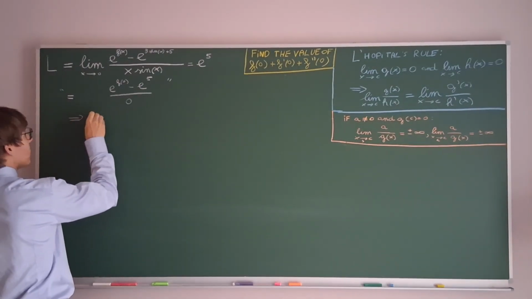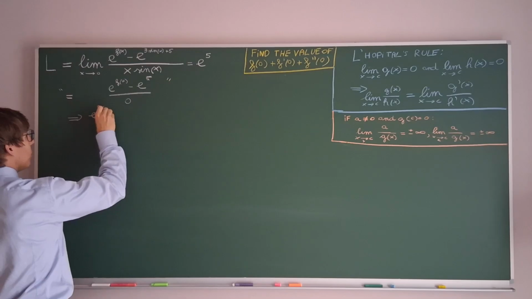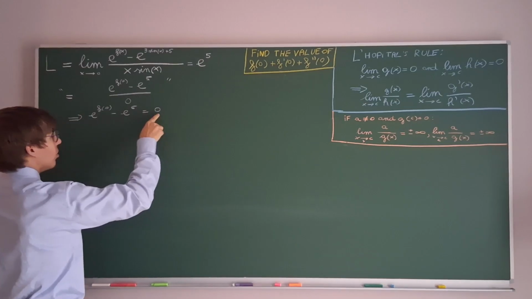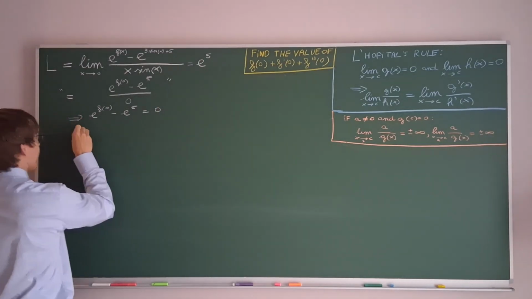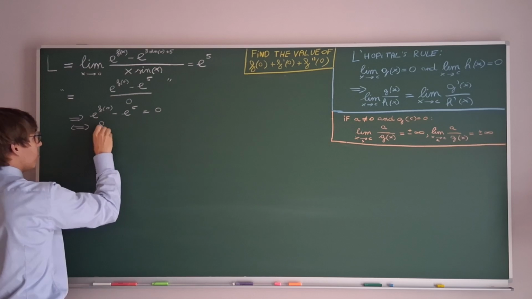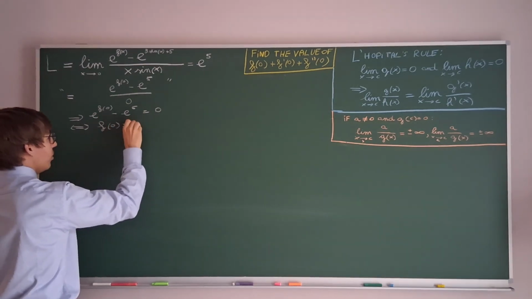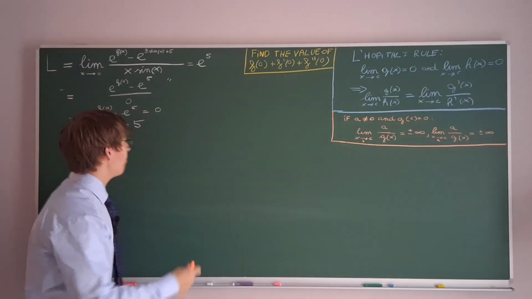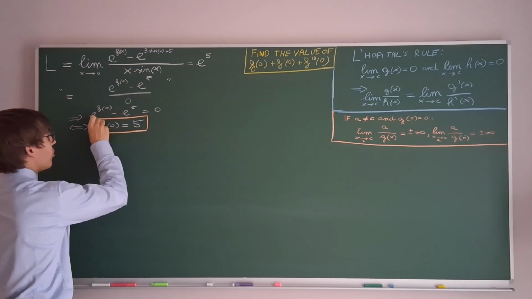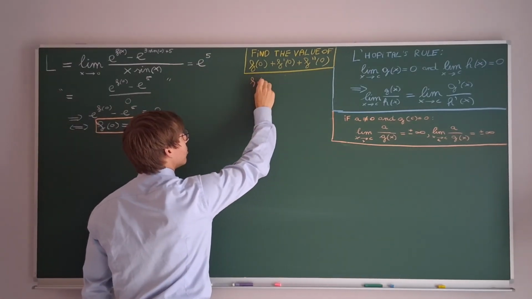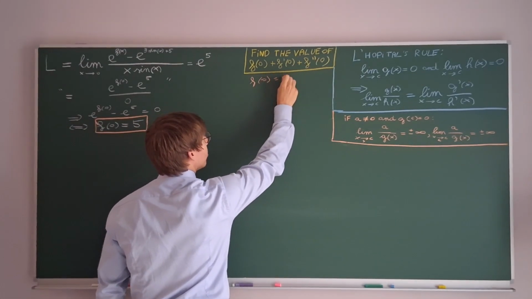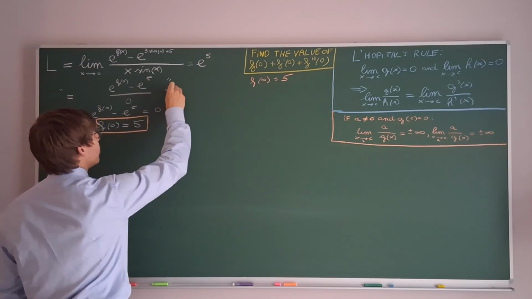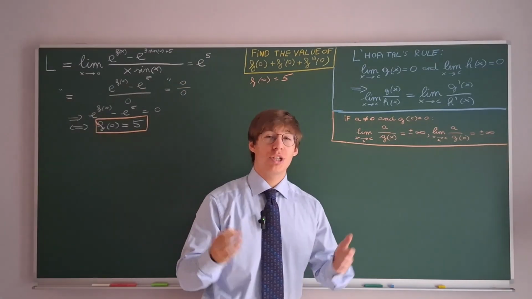So it follows that e to the f of 0 minus e to the fifth is 0. Otherwise, this would be infinite. And then it follows that f of 0 is equal to 5 by swapping e to the fifth to this side and taking the natural logarithm. So that is our first result. F of 0 is equal to 5.